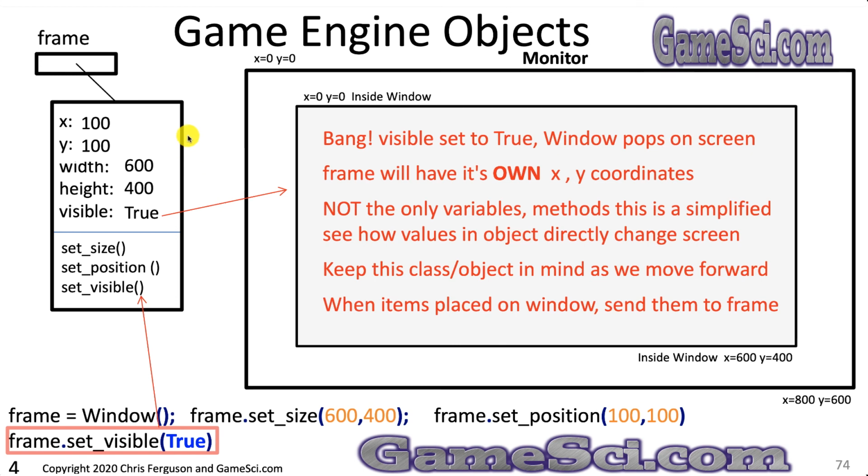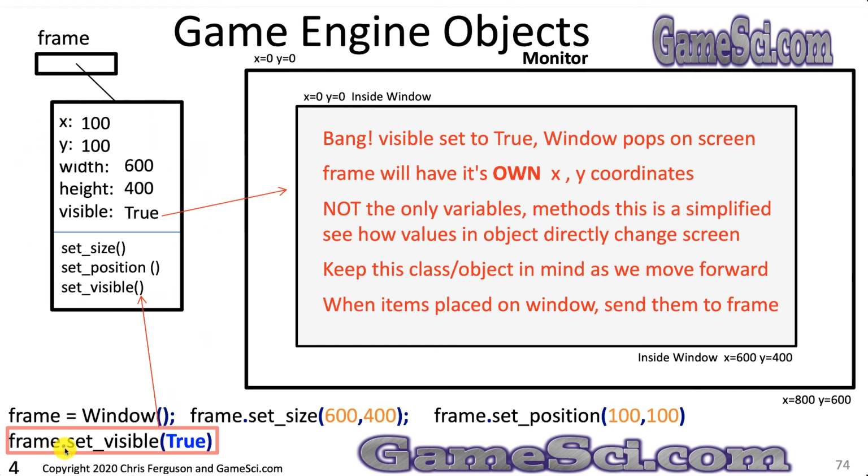These are not the only variables. There'll be more variables. The methods are also simplified here, but I wanted you to see how values in the object directly change the screen. Keep this class and object in mind as we move forward. When items are placed on the screen, we will send it to this frame object.